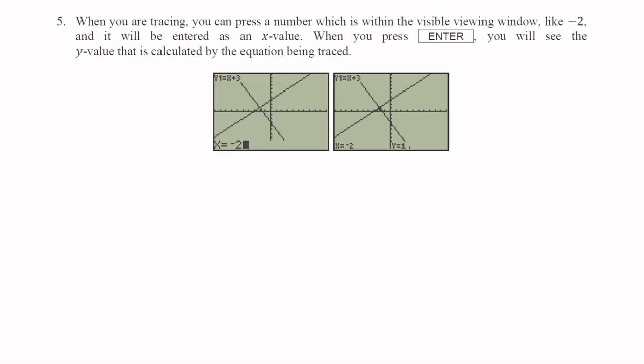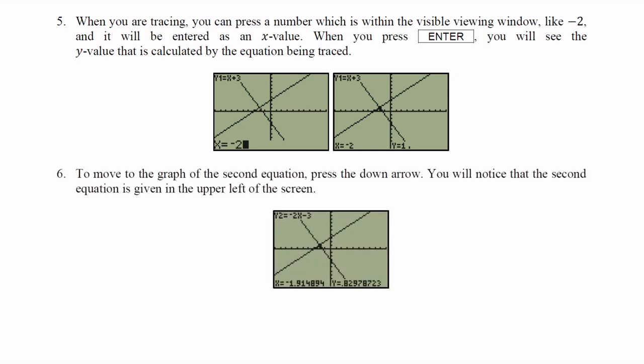So we are going to press a number within the visible viewing window, like -2, and it will be entered in as your x value. When you press enter, you will see that the y value is calculated by the equation being traced. So we can see that for the first equation, y1 equals x plus 3, the point (-2, 1) is a point along the line.